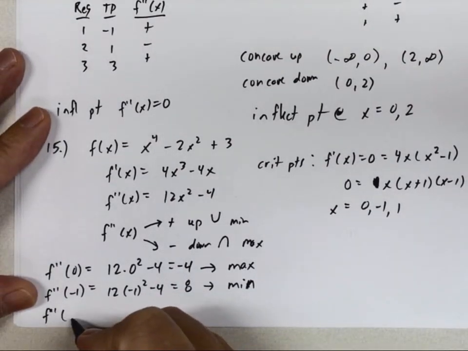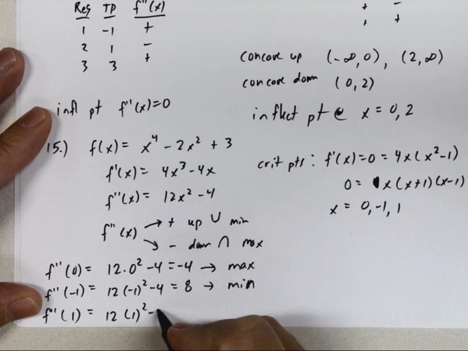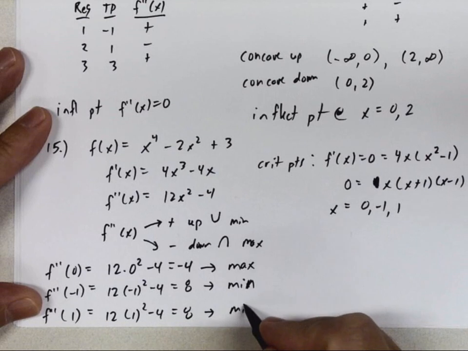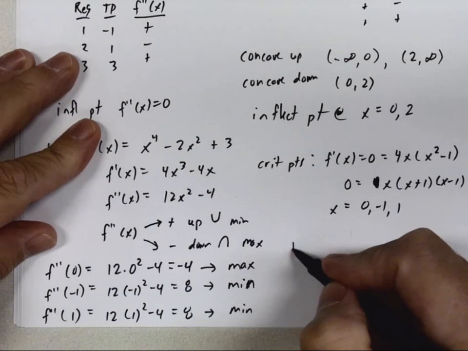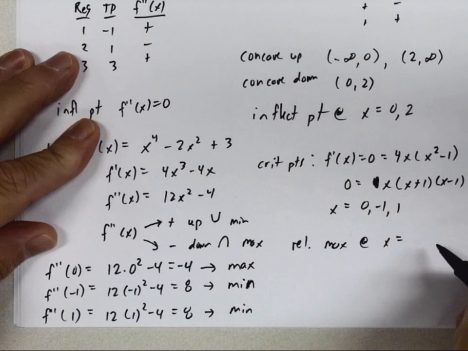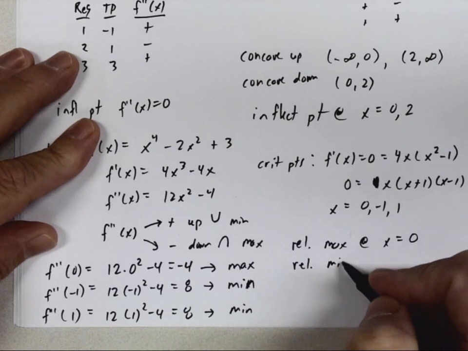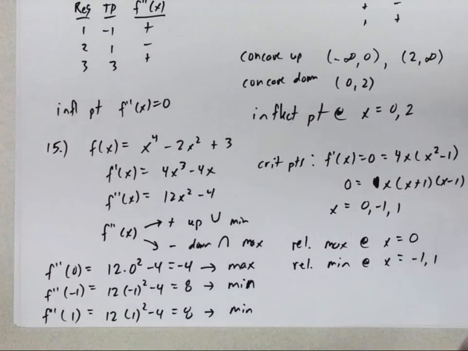And then let's see what the second derivative is when x equals 1. 12 times 1 squared minus 4. Once again, 8, so it looks like we have a relative maximum at x equals 0, and we have relative minimums at x equals negative 1 and 1.